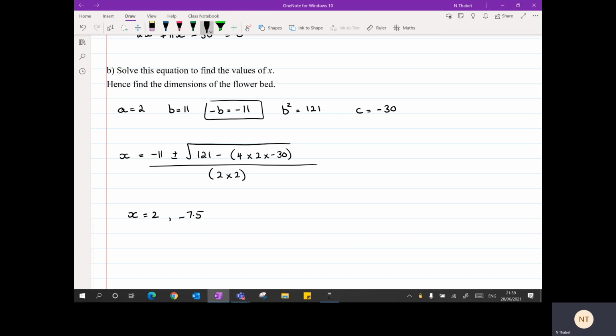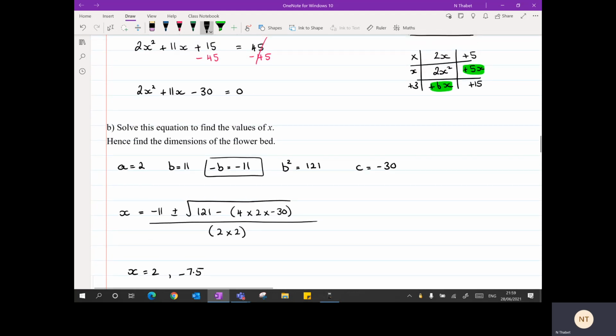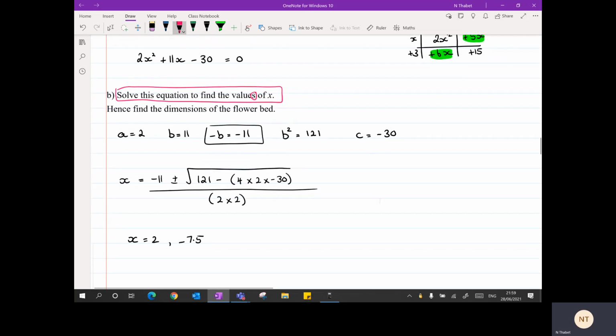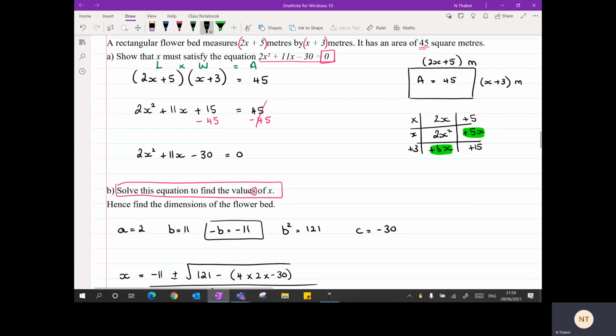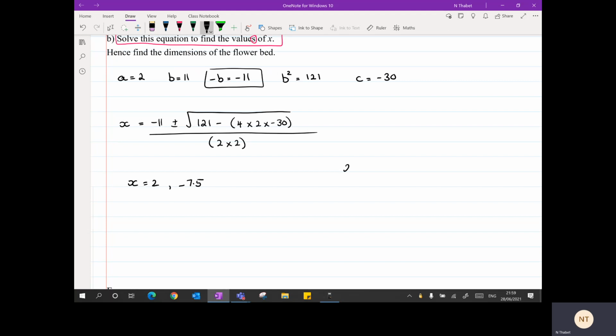Now, for these questions, it's really important to understand that even though there are two values for x, one of them might not be a possibility, because they haven't just asked you to solve this equation. You've solved, so you've done this part. You found the values of x. But you're asked to determine the dimensions of the flower bed. Well, one of the dimensions is 2x plus 5.